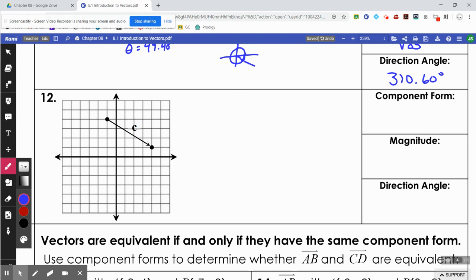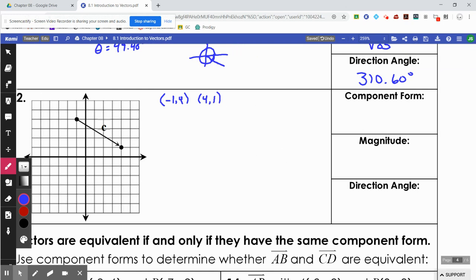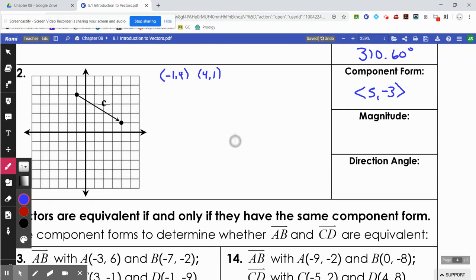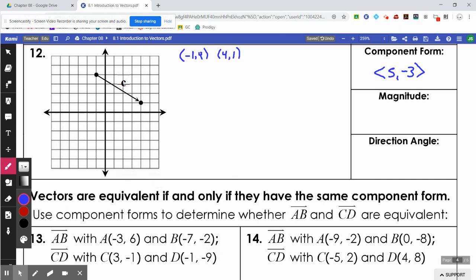Number 12. Now this one, they actually gave me a graph of this vector. So what I'm going to have to do is take the 2 points. My initial point is (-1, 4). My terminal point is (4, 1). So therefore, component form is going to be x minus x will be 5. Y minus y is -3. Now, I do want to graph this just to show you something. (5, -3). If I were to graph that, draw that vector, I do want you to see that it's identical to this vector. It's the exact same vector that's just been moved into standard form to where its initial point is at (0, 0).